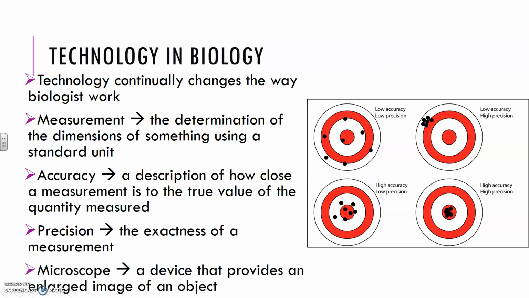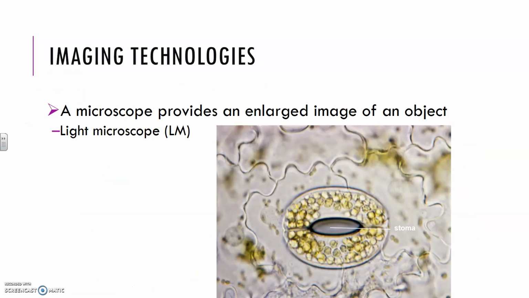So another term that you need to be aware of is a microscope. There are several different types of microscopes. The one that you're most likely familiar with, or the most familiar with, is known as a light microscope. Microscopes are just devices that provide an enlarged image of an object. So they help you look at things that are really small, hence micro.